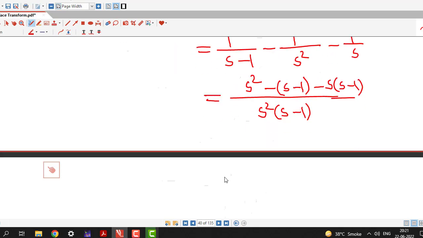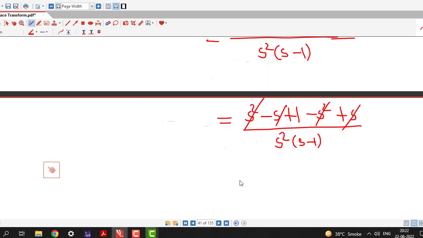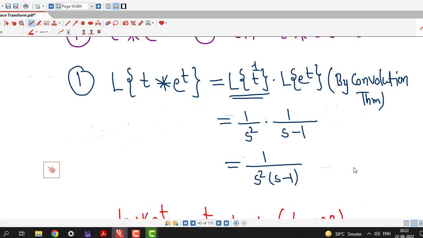And we simplify this. This is s square minus s plus 1 minus s plus 1 minus s square plus s. So the denominator is s square into s minus 1, and you can see s square will cancel out, s will cancel out, and the Laplace transform is 1 divided by s square times s minus 1, which is the same as we have obtained using convolution theorem.